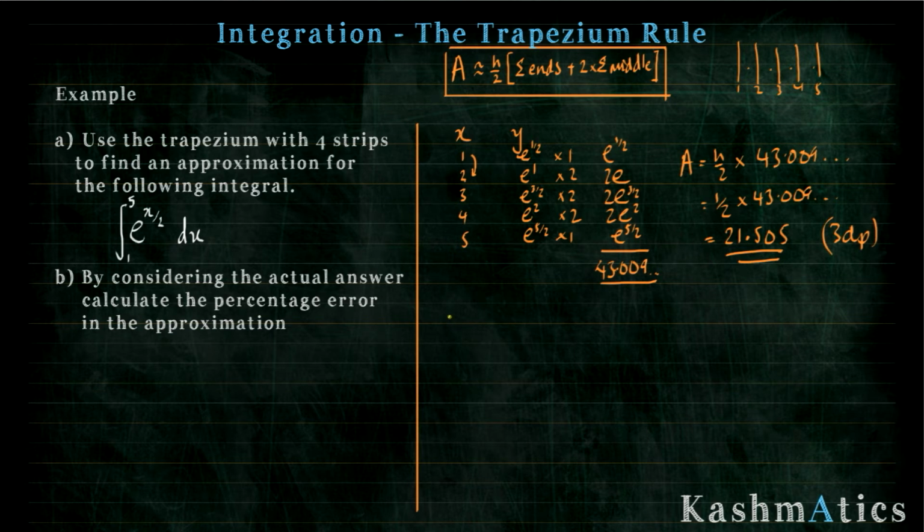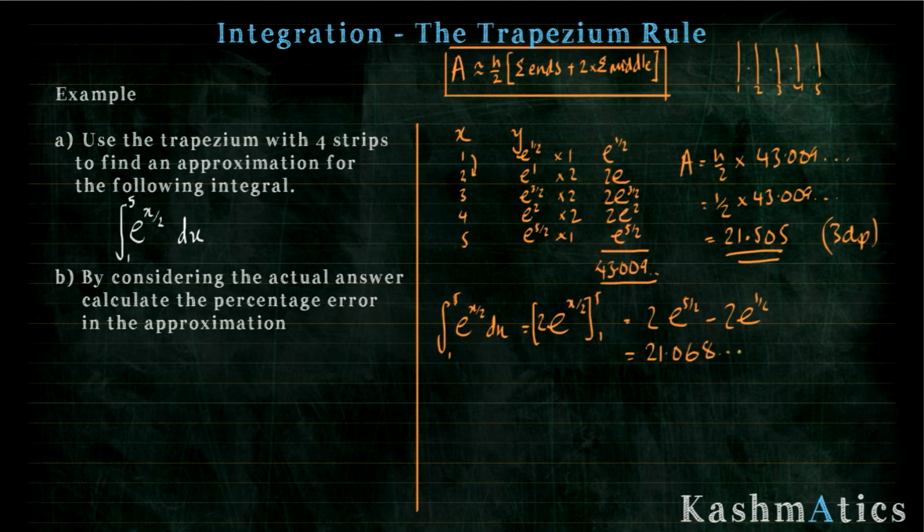Now for the second part, we need to calculate the actual value of the integral. So what we do is we integrate between 5 and 1, e to the power x over 2 dx, and that's quite straightforward. It's e to the power x over 2 divided by a half, which is the same as multiplying by 2, and my limits are 5 and 1. So that would equal 2 e to the power 5 over 2, take away 2 e to the power a half. And if I do that, I get 21.068.